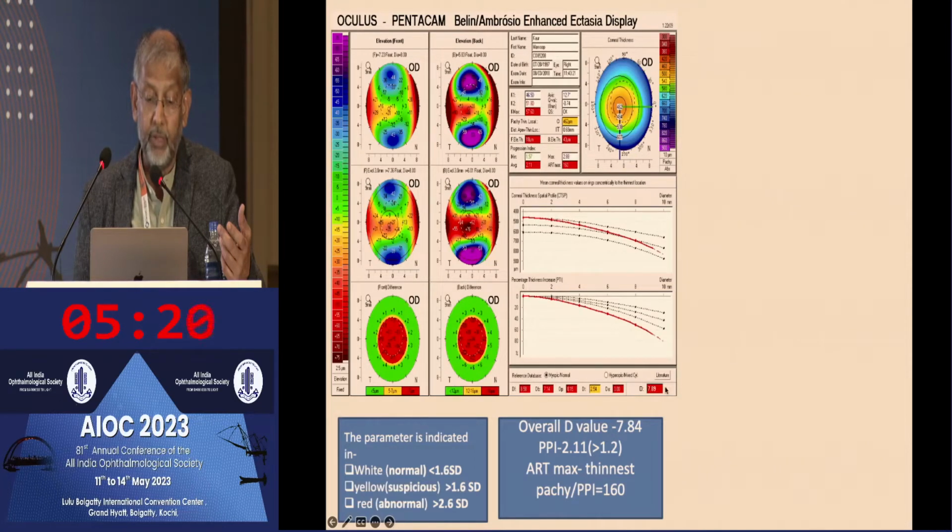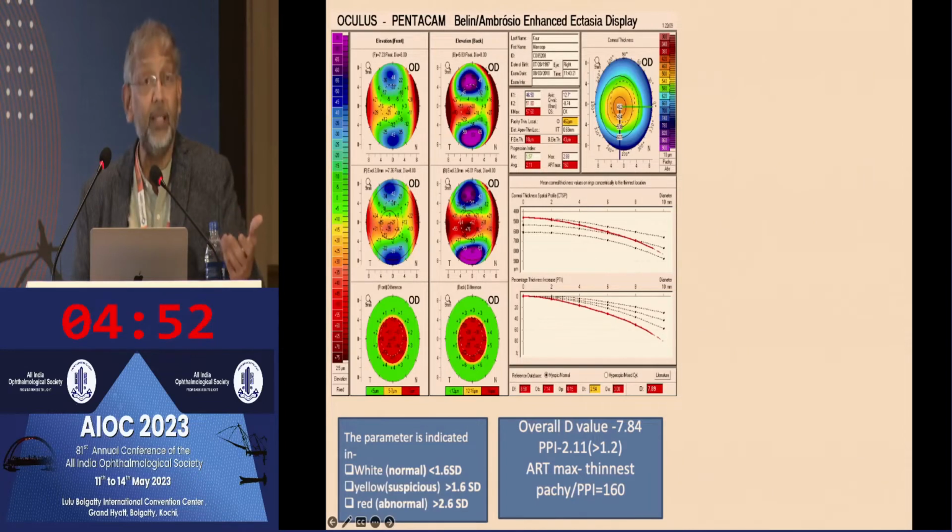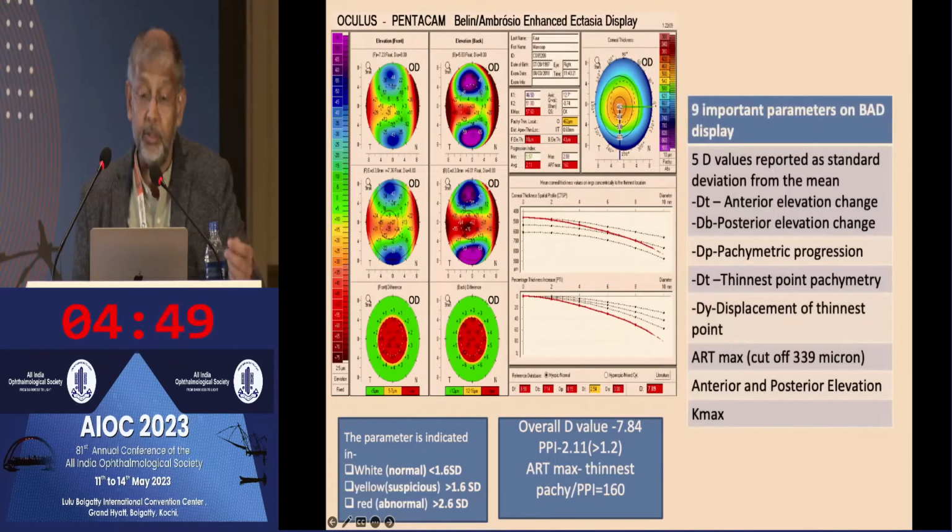The overall value here you can see is around 7.84. It is in red. It's beyond 2 standard deviation. Pachymetric progression index is around 2.1, as well as ARTmax is around 160. All these are significant, and once the value becomes more than 1.6 standard deviation, they are thrown in yellow. Once they go beyond 2.6, almost 3 standard deviation, which includes 97.5% of the normal population, that increases the specificity of this program. So these are the various parameters we should be looking for on this map. These are 5 values.